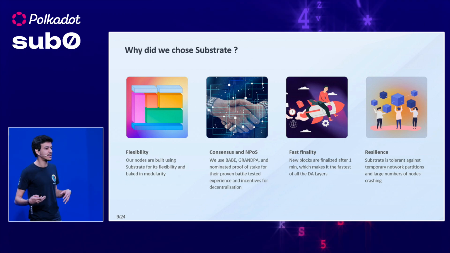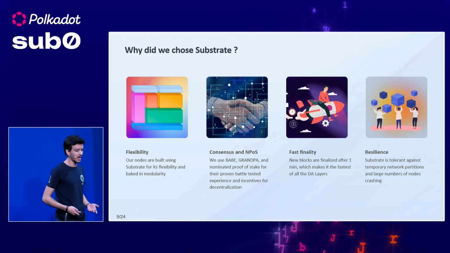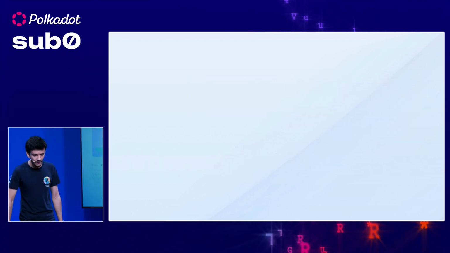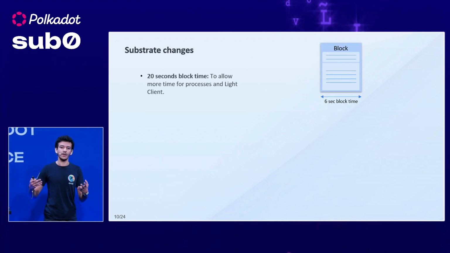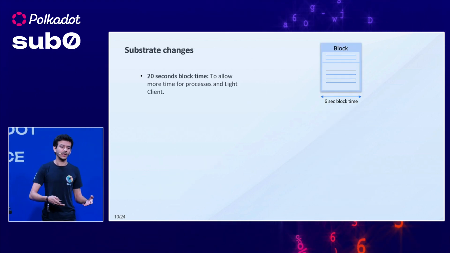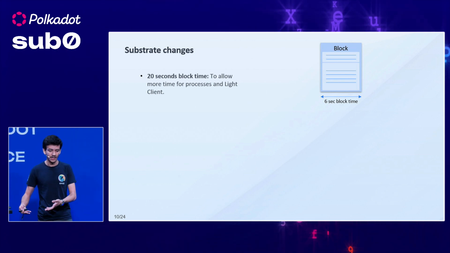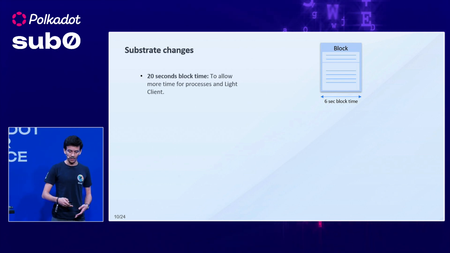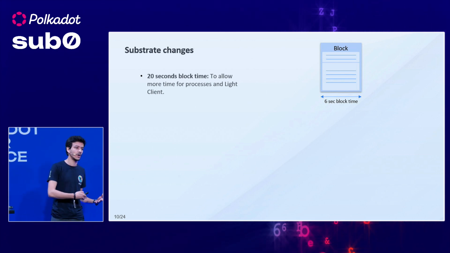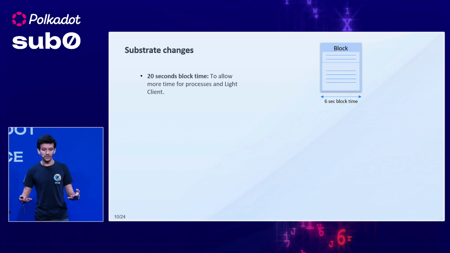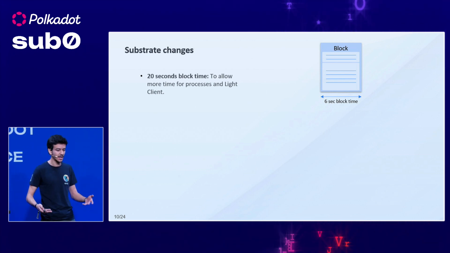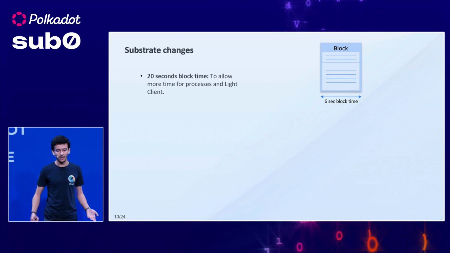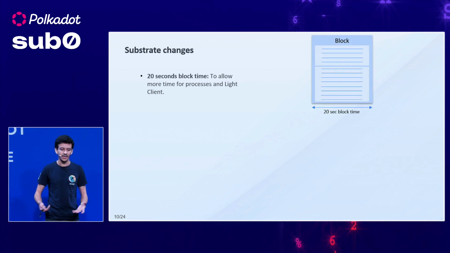So now let's delve a little bit more into the changes that we have made to Substrate. We'll start with the simple one. For each finalized block, the light client needs some time to process the data. We'll see how much time later. Also, for each block, at the end of the block, we do some additional processing that can take some time and is kind of heavy. So we have chosen to have a 20-second block time for that. So our blocks are a little bit bigger than usual.